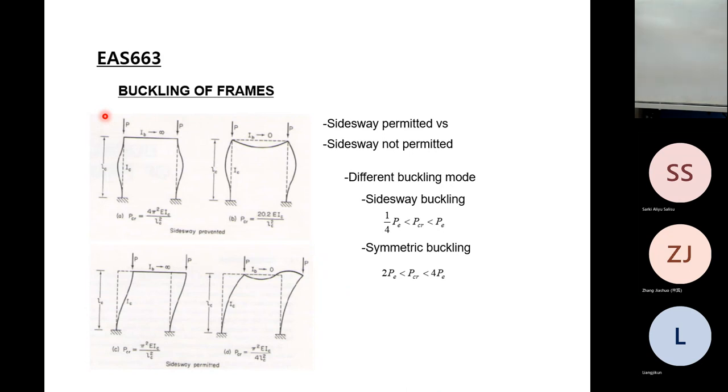So here I write down first: side sway permitted versus side sway not permitted. So two groups of frames. Because sway is not permitted in one, the way they can buckle will be different. So there are different buckling modes involved. For side sway prevented, we call that symmetric buckling. Next, I will explain why we call that symmetric buckling. It is mainly because the mode shape is symmetric. For side sway buckling, the mode shape is not symmetric.